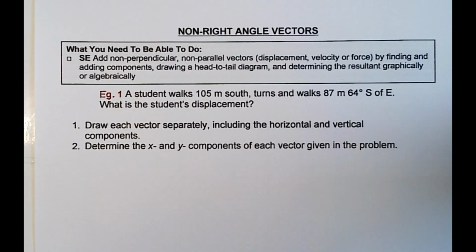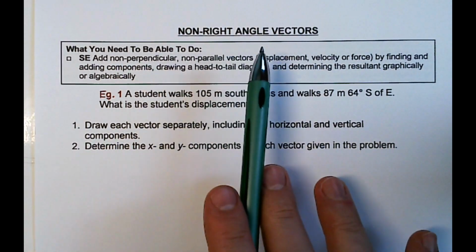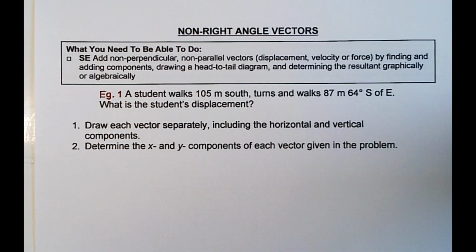Welcome back, class. On this new topic, we're going to now be talking about working with non-right angle vectors. Everything we've done so far has been at right angles with each other. That means it's traveling north, east, south, or west, or that they're at a 90-degree angle with each other. So now it's a little bit different.